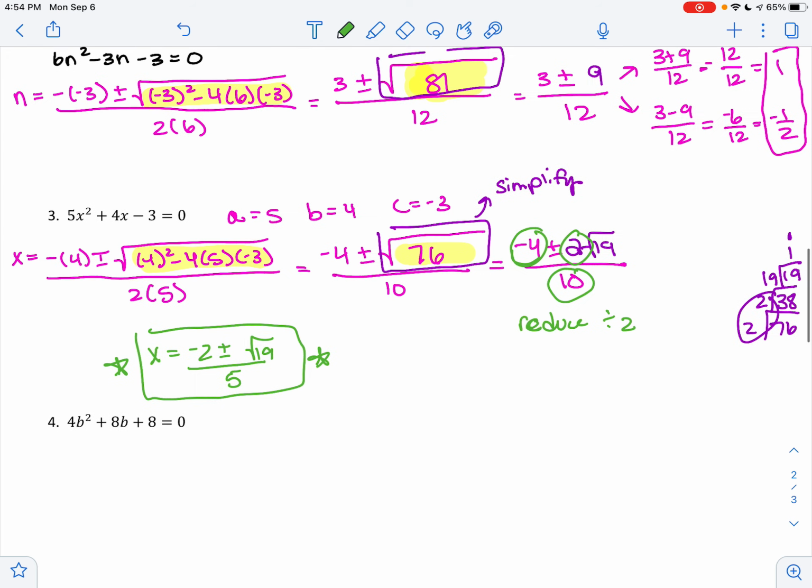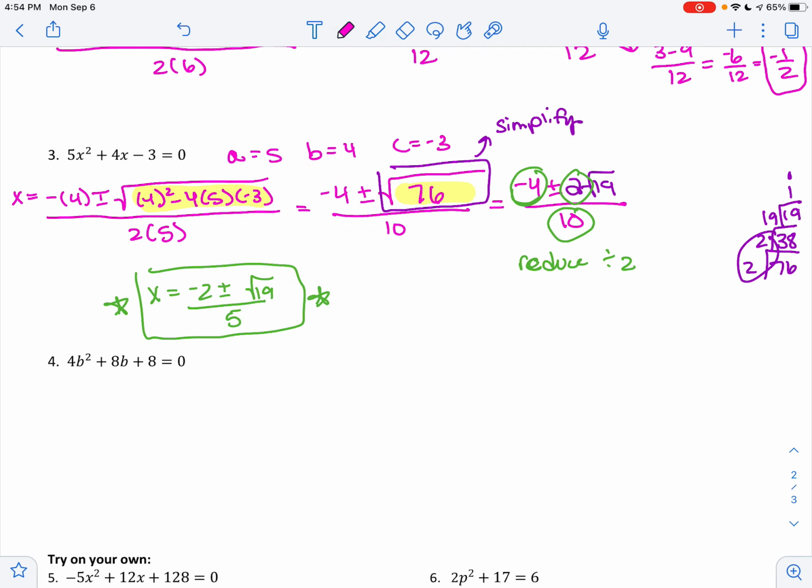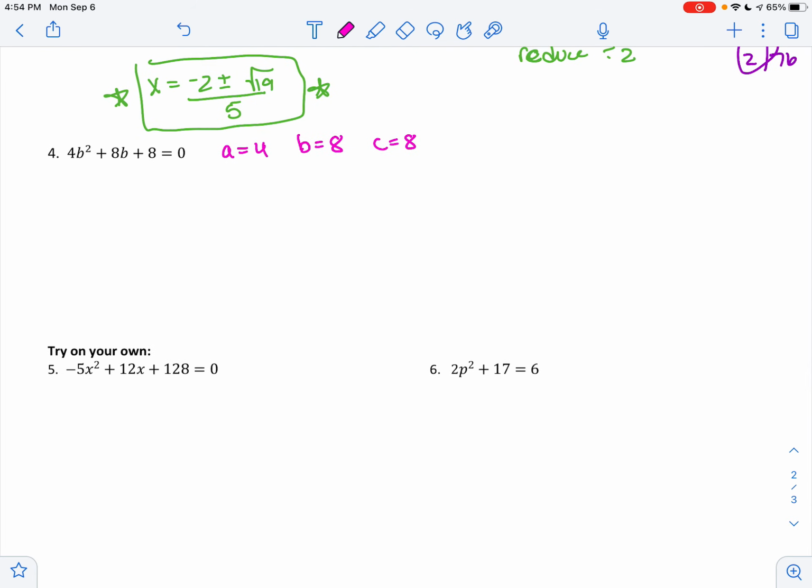Let's try example 4. On example 4, this is written in standard form, so I can go ahead and identify A, B, and C. Here A is 4, B is 8, and C is 8. So I'm going to go ahead and plug into the quadratic formula. In this equation, my variable is B, and so I'm going to have B equals negative B plus or minus the square root of b squared minus 4 times a times c all over 2 times a. Let's just take this one part at a time.